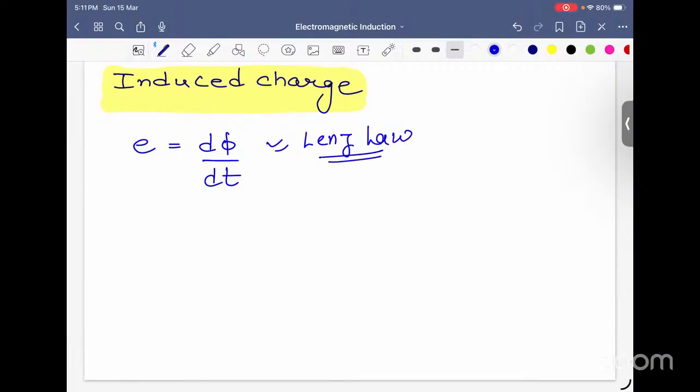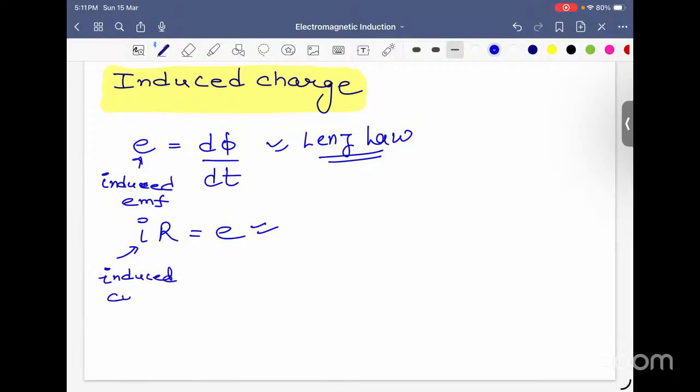Now we know that current into resistance is EMF. We need to find the induced current, and this is the induced EMF basically. Via this we need to find the induced current. So the induced current will be 1 upon R, d phi by dt.